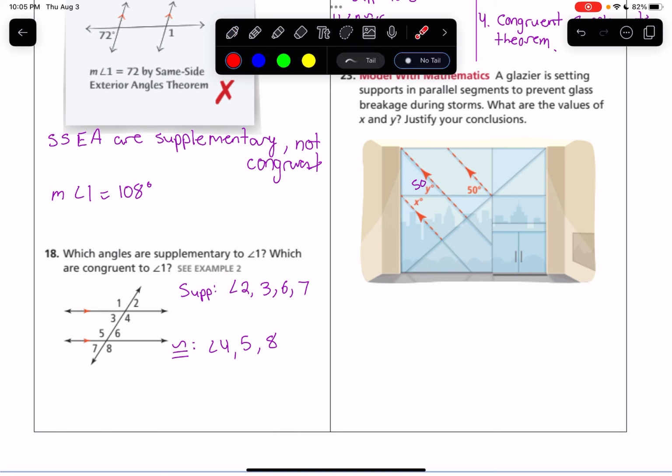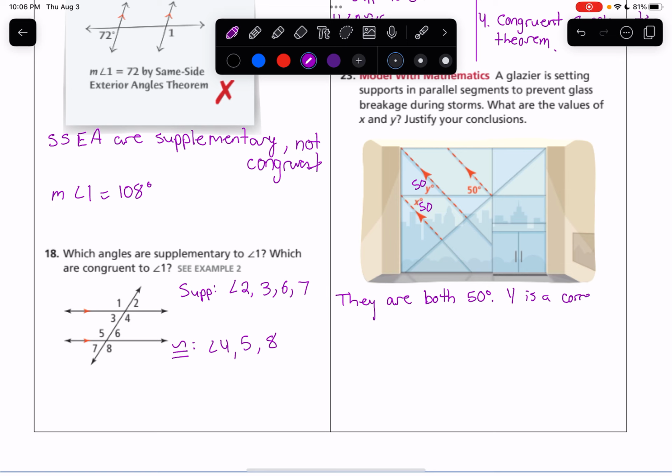Then I look at this parallel line and this parallel line, and I say, hey, angle y and angle x are alternate interior angles. And I know that alternate interior angles are congruent. So I can say they are both 50 degrees. And I can say y is a corresponding angle of the 50-degree angle we have, and x is an alternate interior angle of y, and that gives us our answer.